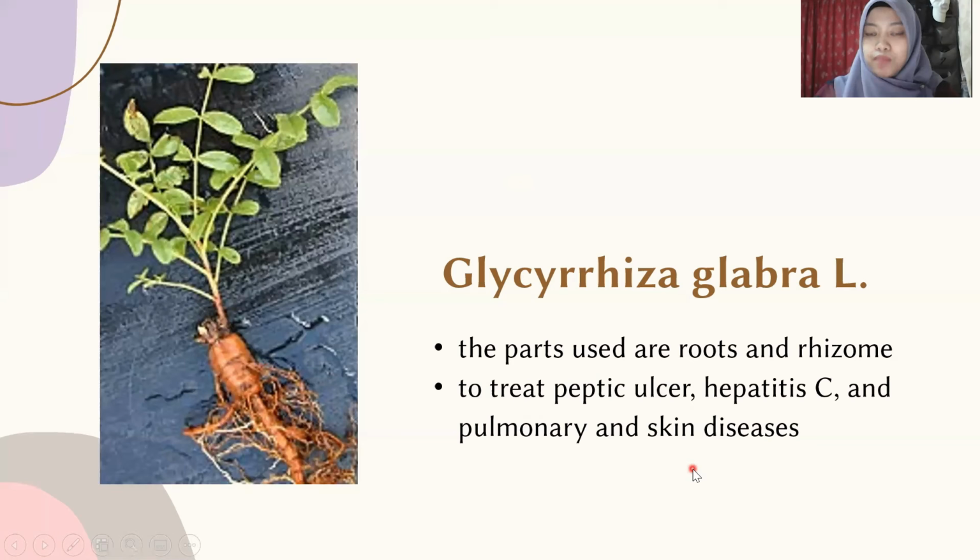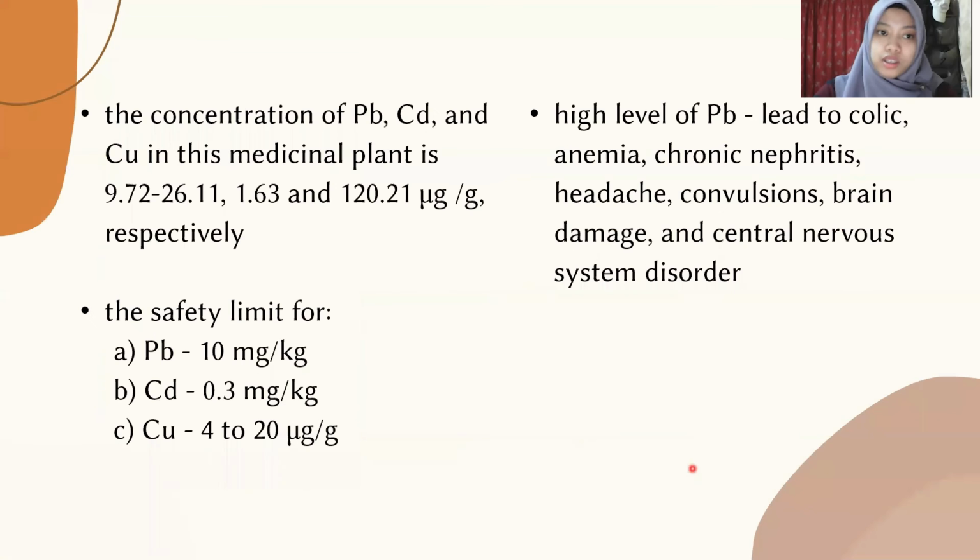Based on the result, as I mentioned before, there is the presence of toxic metals in G. glabra, which are the Pb metal and the Cd metal. Based on the results, the concentrations of the Pb, Cd, and Cu in these herbal drugs is, for the Pb, 9.72, 22, 26.11. Meanwhile, for the Cd contained in this G.